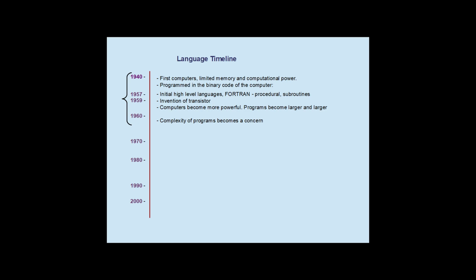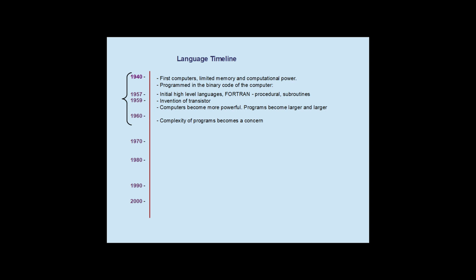The first modern computers were created in the 1940s. They had limited memory and computational power and were programmed in the binary code of the computer. As the usefulness of the computer for solving problems in areas such as science and engineering became apparent, high-level languages were created to facilitate the writing of computer programs. Fortran was one of these early languages. It was procedural and implemented the concept of subroutines, which we now call functions.